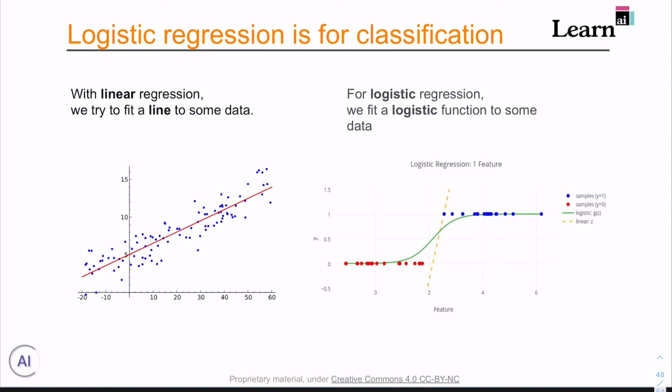Logistic regression is for classification, right? For linear regression, this is sort of a review of what's been said, but it's worth repeating. We're fitting a line. For logistic regression, we're fitting this sort of S-shaped curve, this sigmoid curve.